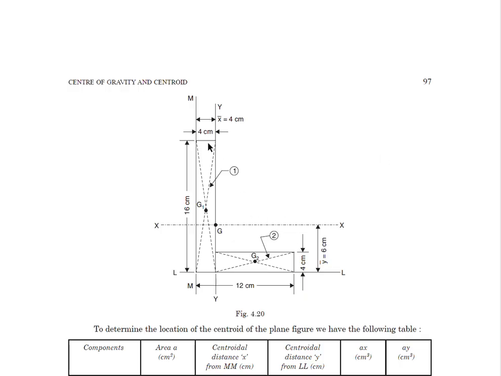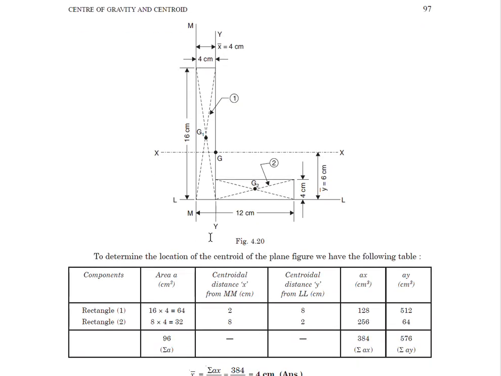So this can be easily divided into two rectangles, as you can see, rectangle 1, which is indicated over here, and rectangle 2. All the dimensions are given, and we can easily find the centroids of the two individual rectangles that you are seeing. Now the problem is to find the centroid of the composite figure, which means the total L shape. So we'll first find the centroids, and calculate Ax and Ay for each of the figures.